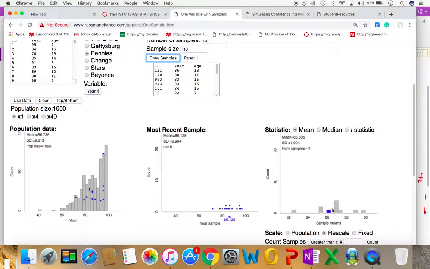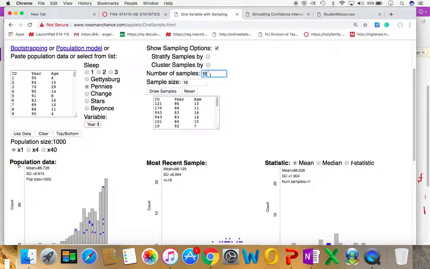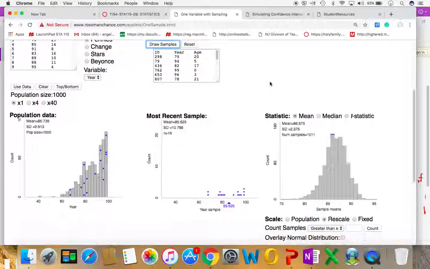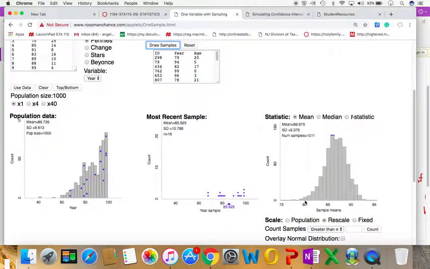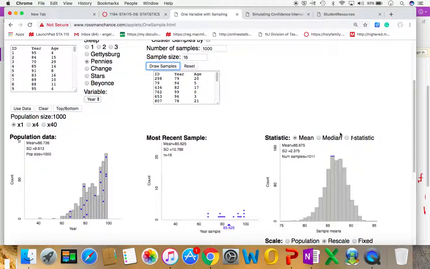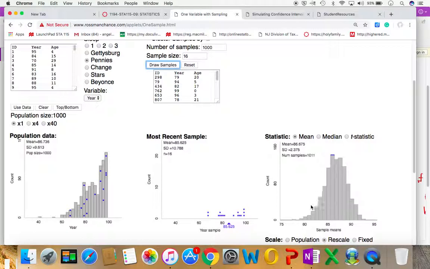Now, it probably doesn't look normal, but it might look a little more normal than the population, right? The population is very skewed left. This one, we can't really tell for now. Let's draw 1,000 samples of sample size 16, and let's see what kind of distribution we get. Now we're in business. Look at how normal this looks, because we're taking, again, the averages. This diagram represents technically 1,011 different samples of sample size 16.